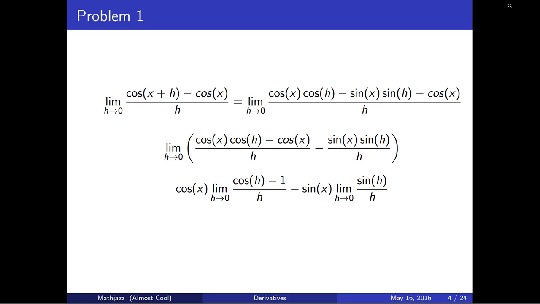And now we recognize two limits that we should have memorized. The limit as h goes to 0 of cosine of h minus 1 over h, and the limit as h goes to 0 of sine of h over h. The first of these equals 0, and the second of these equals 1, so plugging those into the statement we have, we get cosine x times 0 minus sine x times 1, which is negative sine of x. And that proves the derivative of cosine of x.